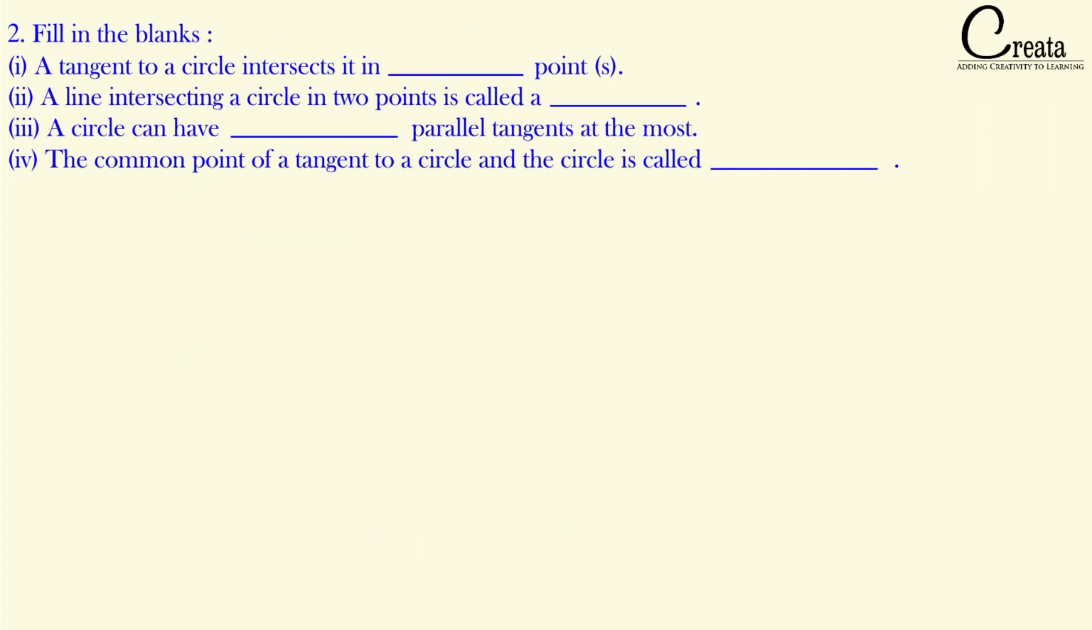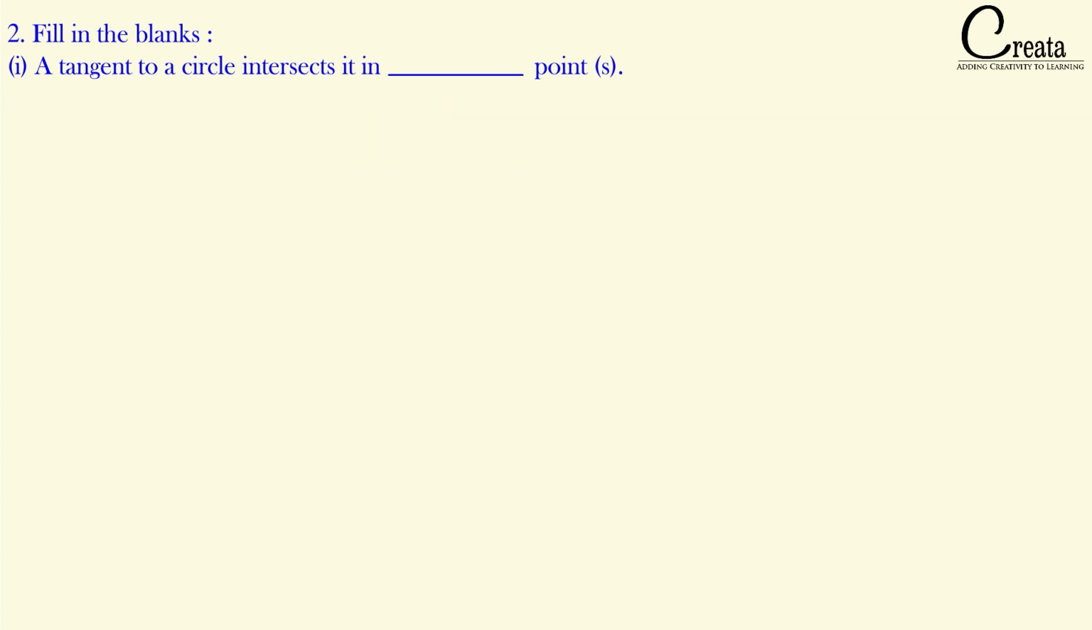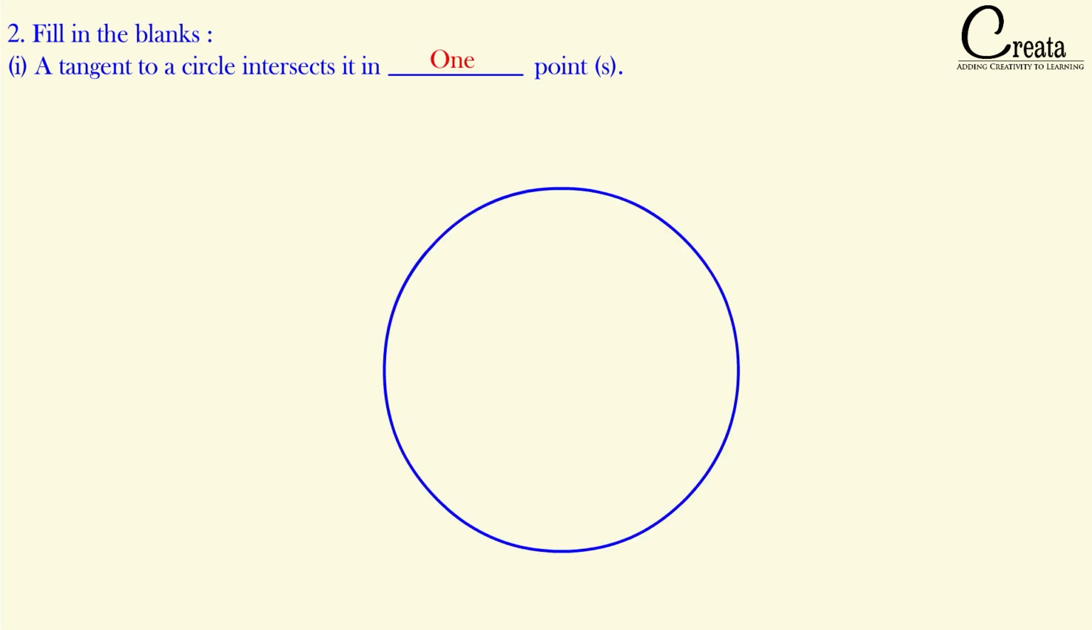Let's move to question number 2, which is a fill in the blanks. Let's take one by one. The first part. A tangent to a circle intersects it in dash points. The answer is 1 point. What is a tangent? A tangent is a line which touches the circle at only 1 point. So we got the answer in the definition. A tangent touches the circle at only 1 point. A secant touches the circle at 2 points, or intersects the circle at 2 points. So the answer to the first part is 1 point.